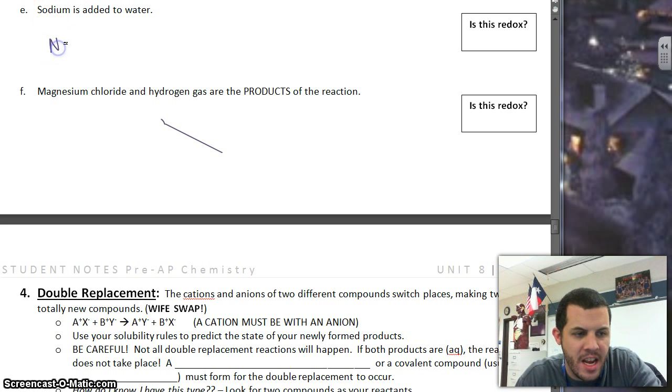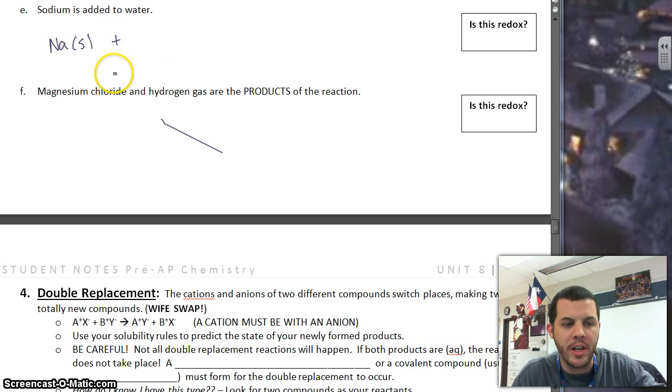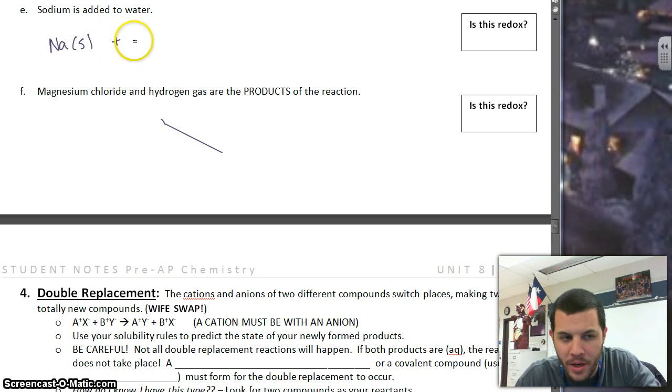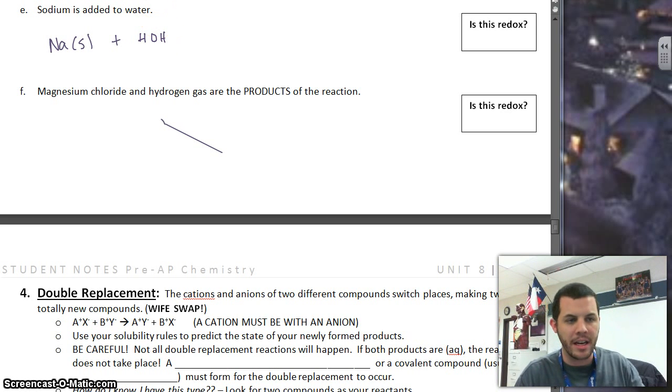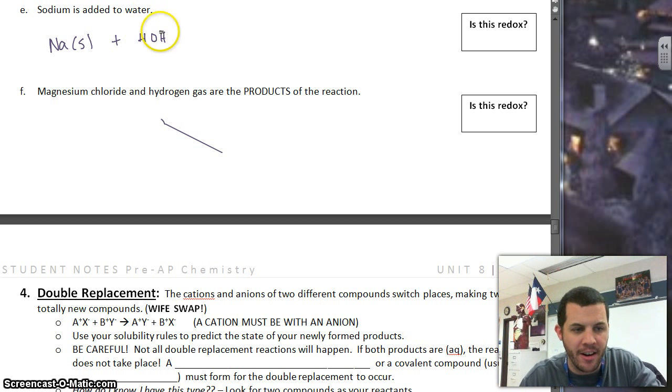Sodium is a metal, so I've got Na, and that's a solid, plus water. Now, of course, we already know that water is H2O, but here's how I want you to write it. I want you to write it slightly different. Instead of writing H2O, I want you to write this as HOH, okay? And here's how I want you to view this. I want you to view this as hydrogen, and I want you to view this as hydroxide. So we can kind of call water hydrogen hydroxide at this point. Okay, and of course we know that water is a liquid.